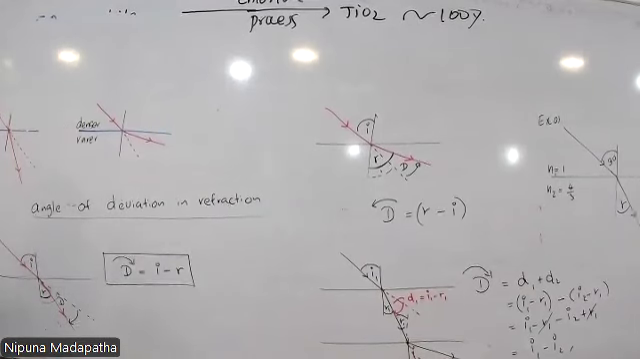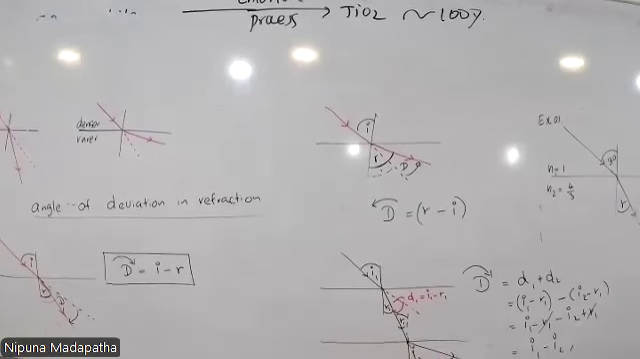When the light ray refracts from a denser medium to a rare medium, it bends away from the normal.